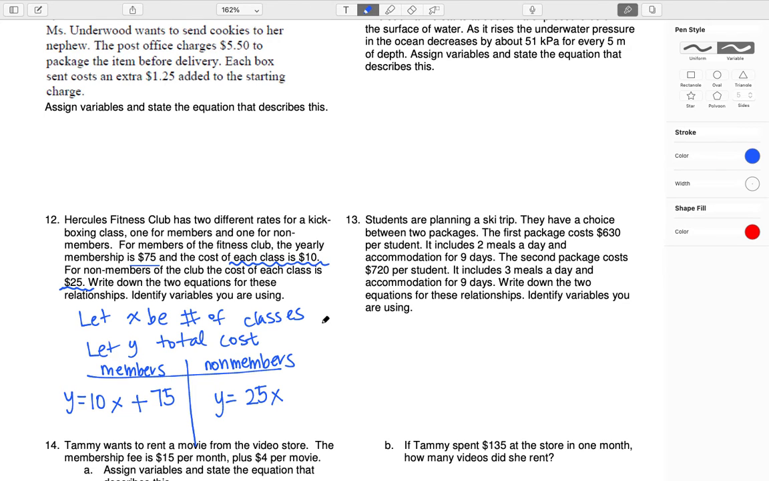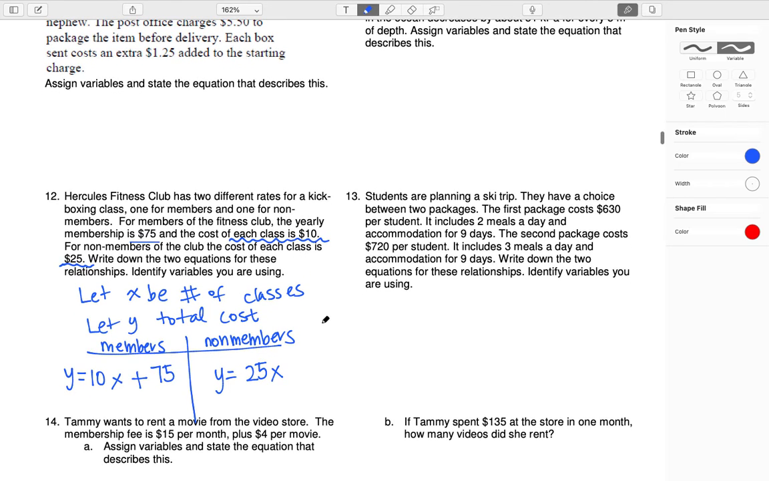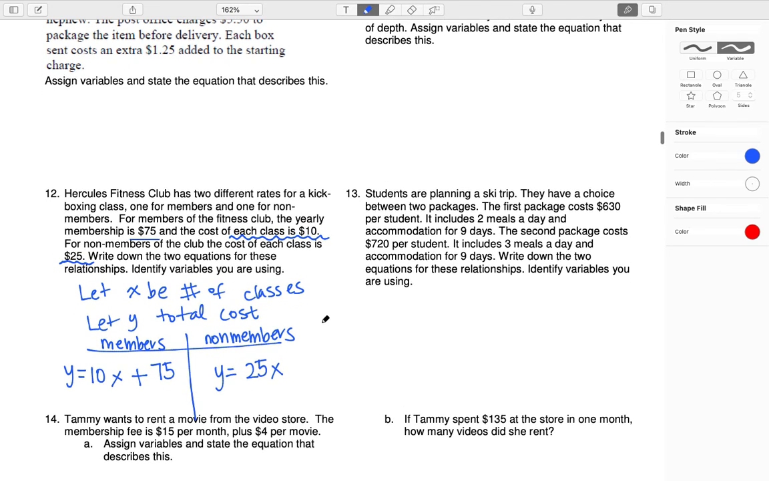Okay. Now let's try number 13. Students are planning a ski trip. They have a choice between 2 packages. It looks like we need 2 equations here again.